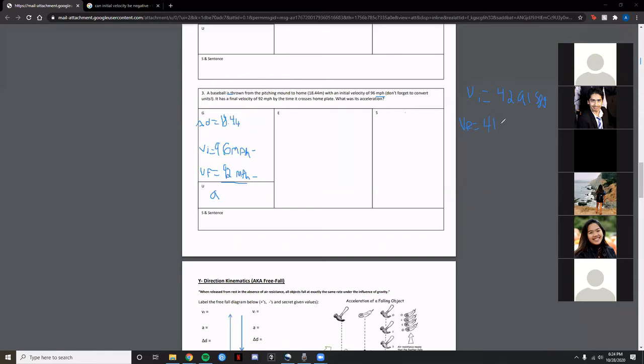What did you guys get for the final velocity? 41 point. You're probably off by 0.01 or 0.001. Yeah, we're all a bit off from each other.